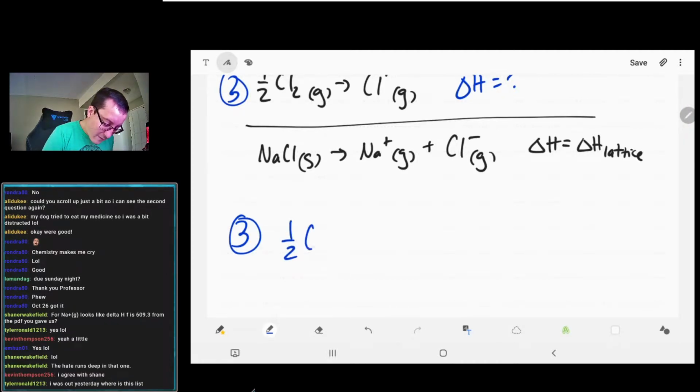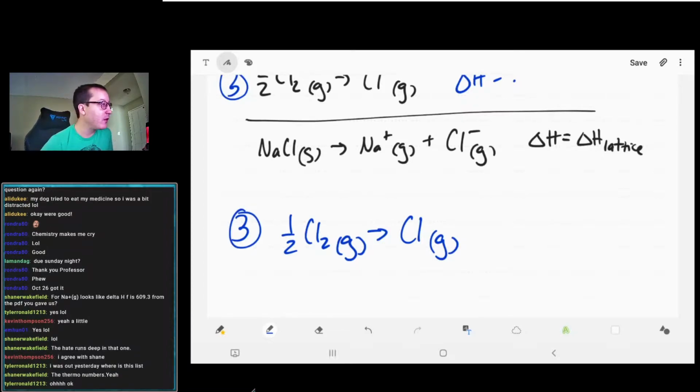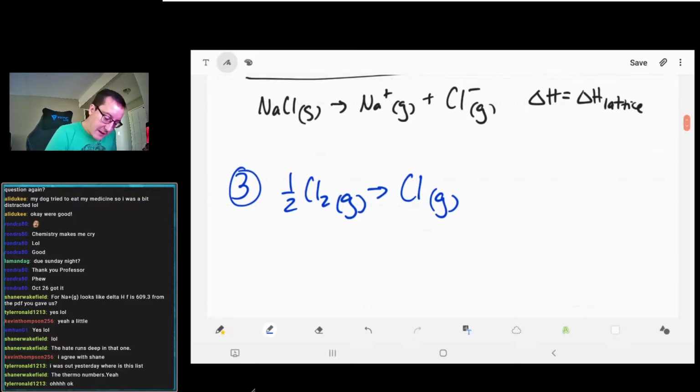We have the diatomic chlorine. Where is this list? What list? Oh, I think he was looking at the delta HF table from thermochemistry chapter. I mean, we're in chapter 8 now, but he had gone back in time to chapter 5. Yeah, that one. Okay, so this is technically two processes that we're going to have to deal with.